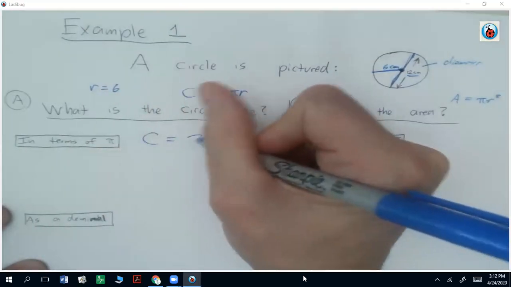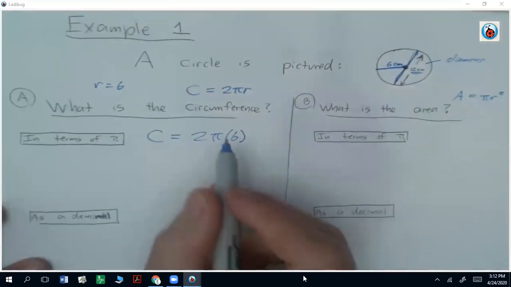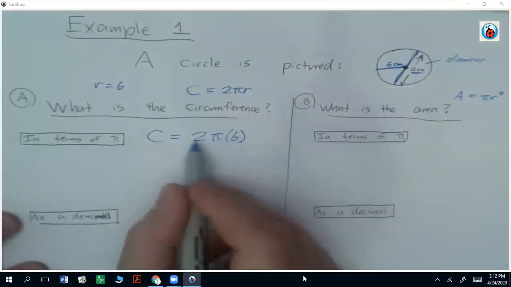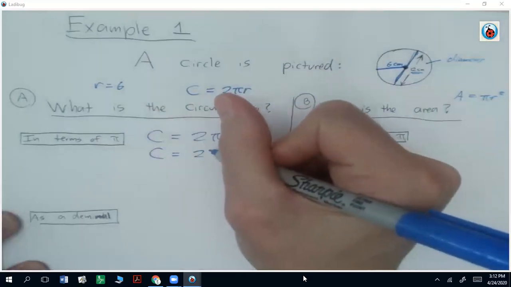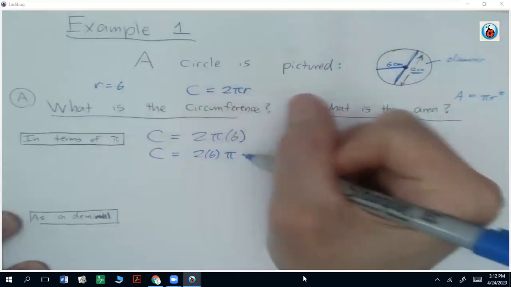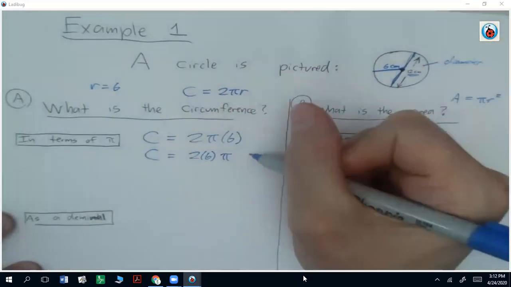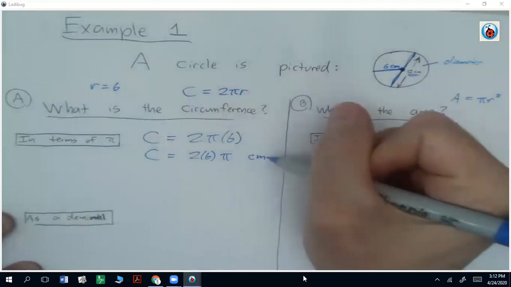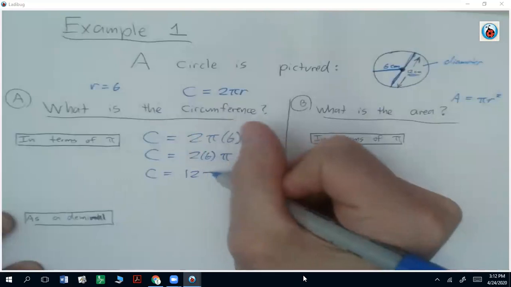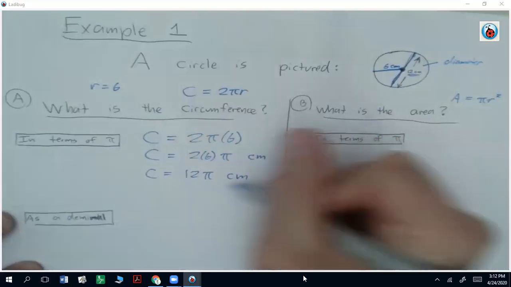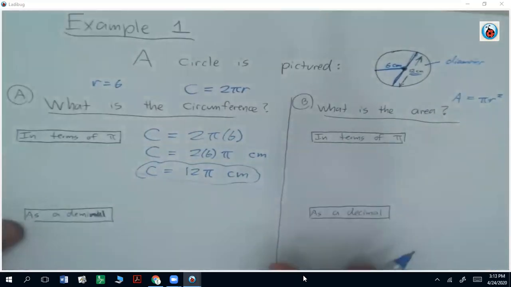Circumference is 2 pi times 6. Now what we want to do if we're leaving this in terms of pi is just multiply the 2 and the 6 together. So 2 times 6 is going to be 12. And write the pi at the end. And always write the units. Since we're dealing with centimeters, we'll put cm. So we'll write 12 pi centimeters. And that's how you would write it in terms of pi. You don't actually have to calculate that number.